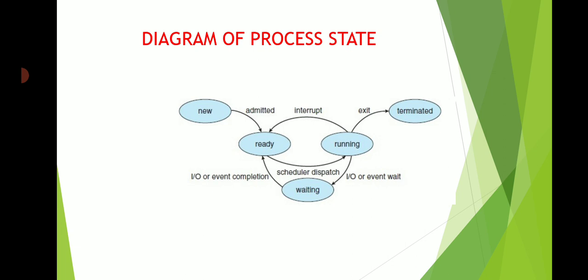And another one, some processes need to use IO devices. So the process is waiting for IO or event completion. When the process gets the IO devices, it goes to the ready state, then after the scheduler dispatch it comes to the running state and the process is executed completely. This is the diagram of the process state.